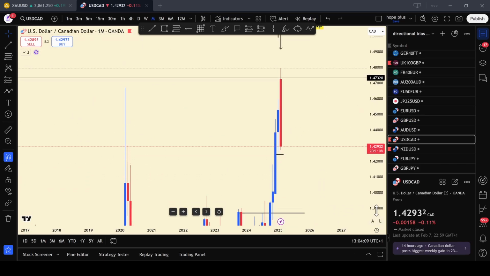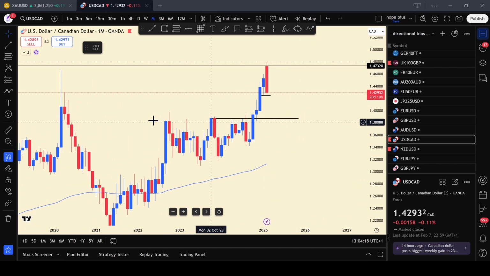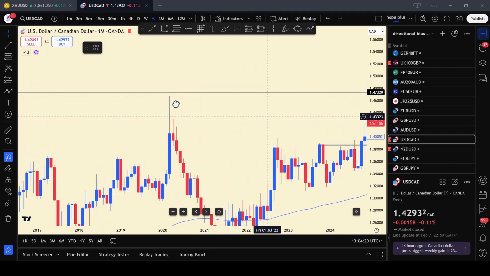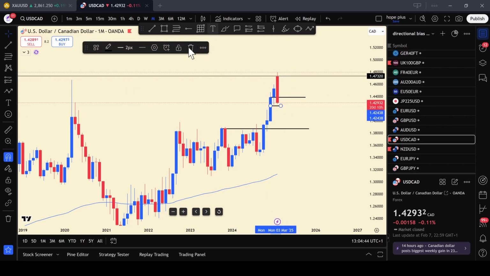The next on the list is USD CAD. Looking at the monthly time frame, we rejected off a monthly level. This line here is a monthly level way back. We rejected there. And then we have this current monthly level, support. It has not been broken yet. The month is still ongoing. So we take a look at that area.